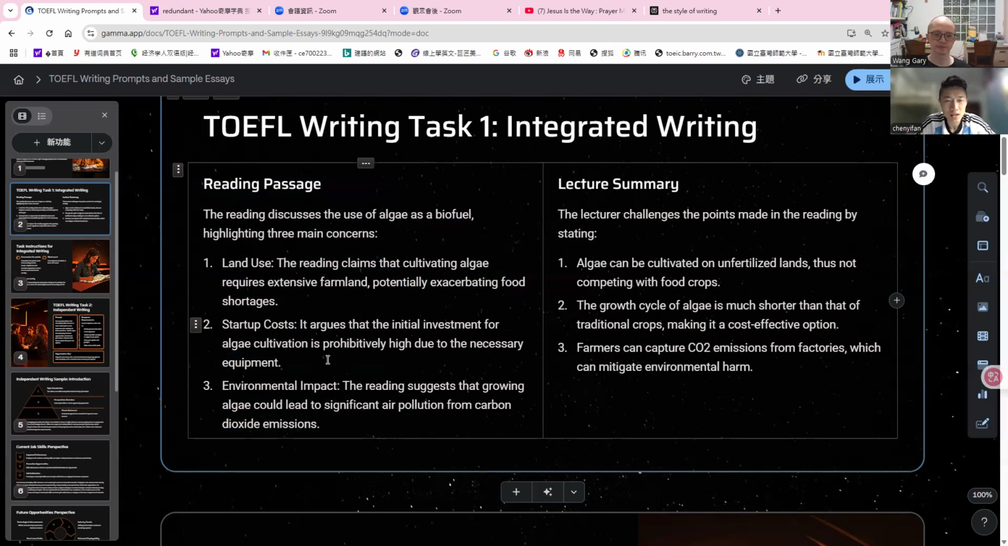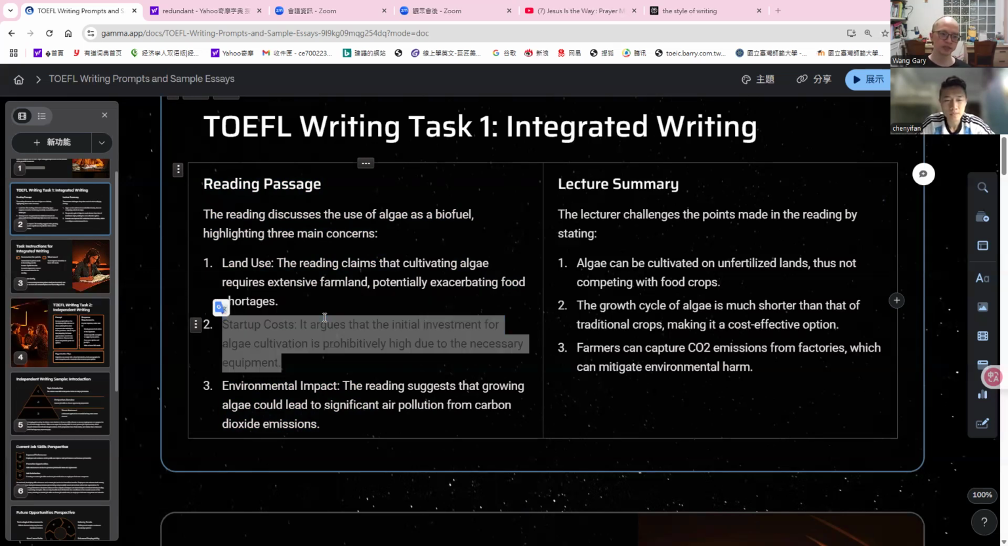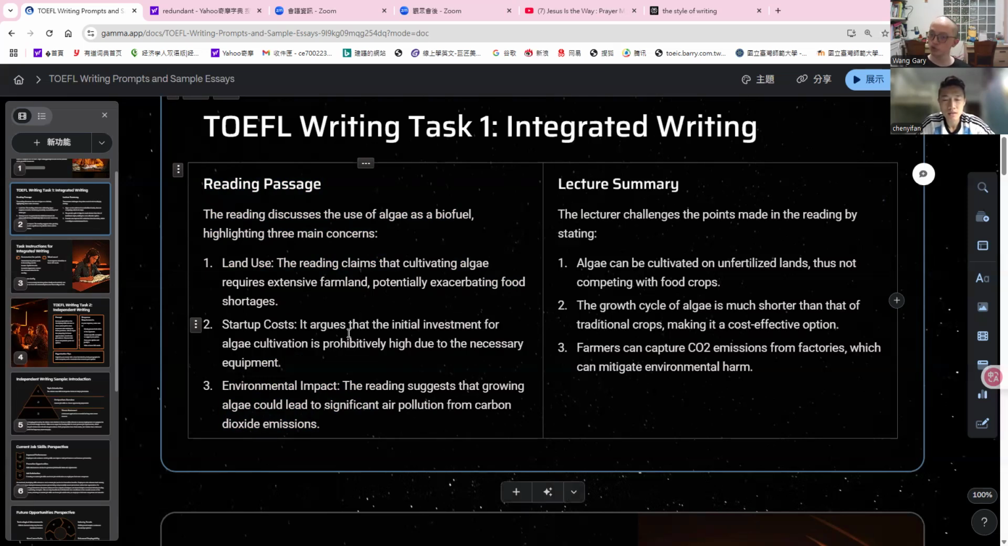Number two, startup costs. He argues that the initial investment for algae cultivation is prohibitively high due to the necessary equipment. So this is the point you were talking about, right? The startup cost. And to clarify a little bit, 启动成本，他认为由于必要的设备、藻类养殖的初始投资高得令人望而却步。 So it will be too high to have this investment.